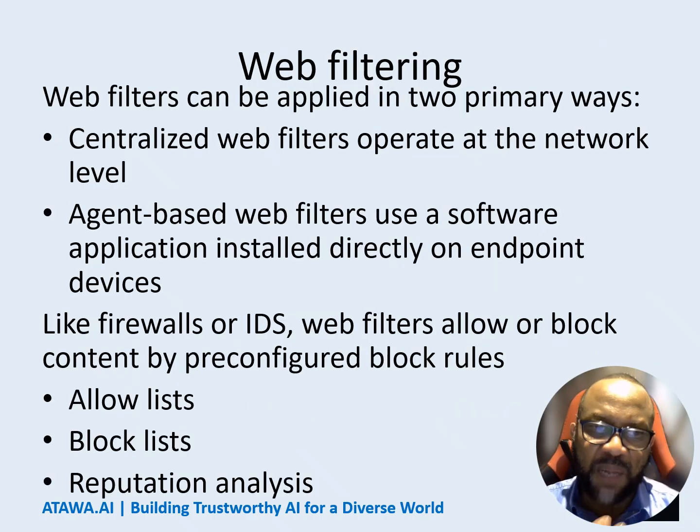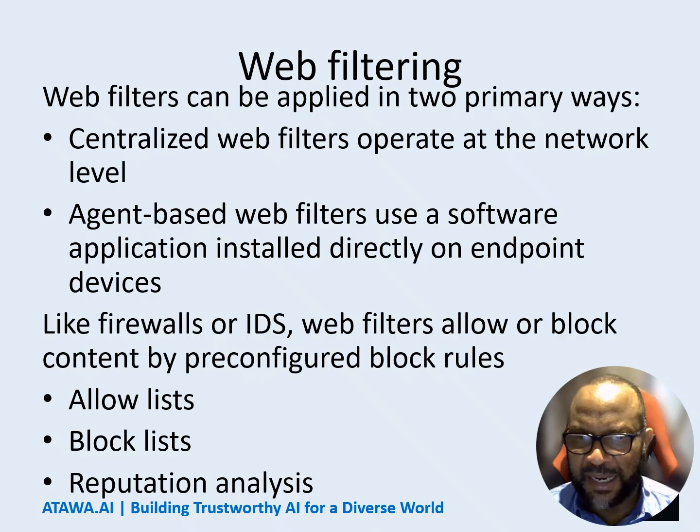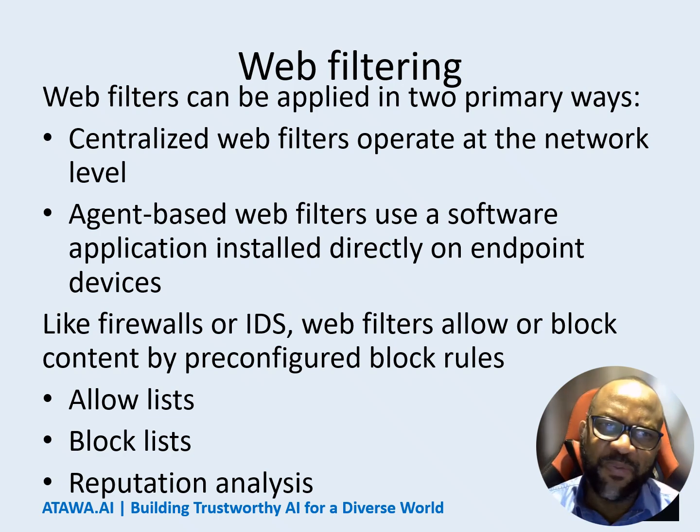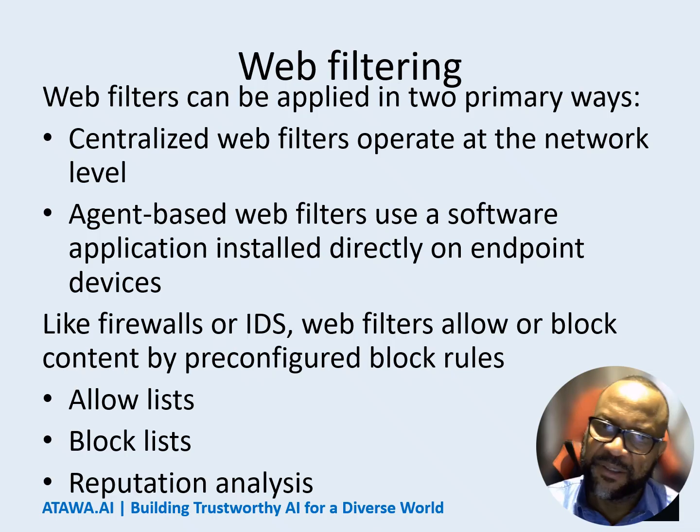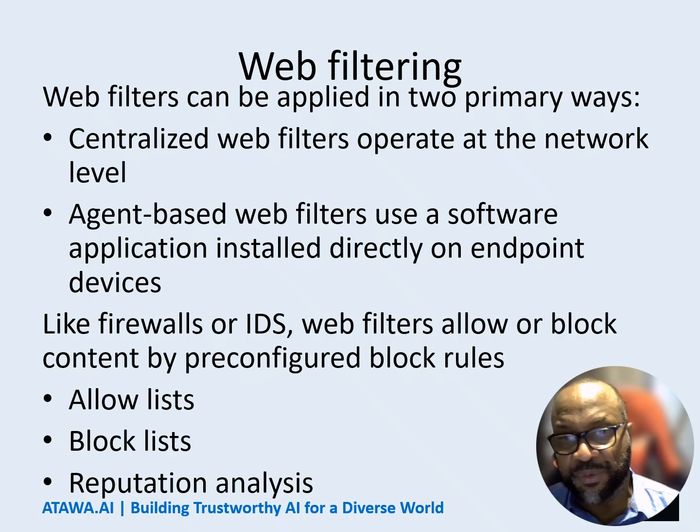We also have what's called web filtering. If you recall, we talked about allow lists and block lists, which used to be called white lists and black lists, right? So web filters, we can use in two main ways: centralized at the network layer, or installed directly on your endpoint device or your host. Just like firewalls or IDS, they allow you to block or allow network traffic based on some kind of pre-configured rules. Also, you have what's called reputational analysis.